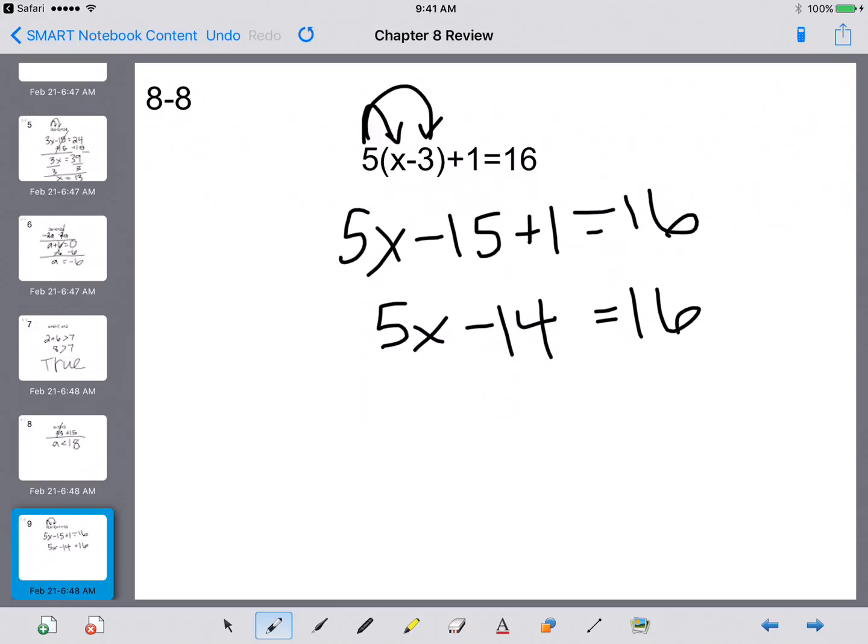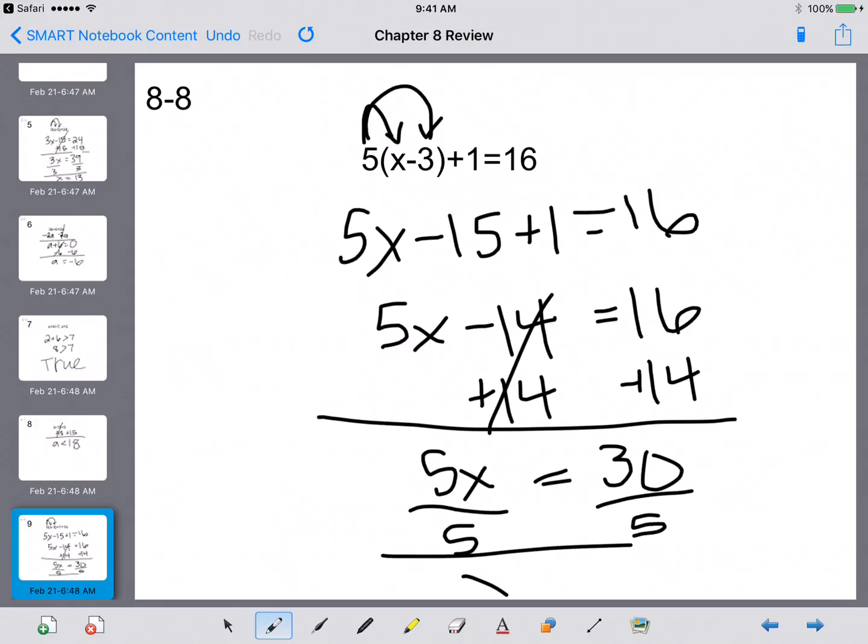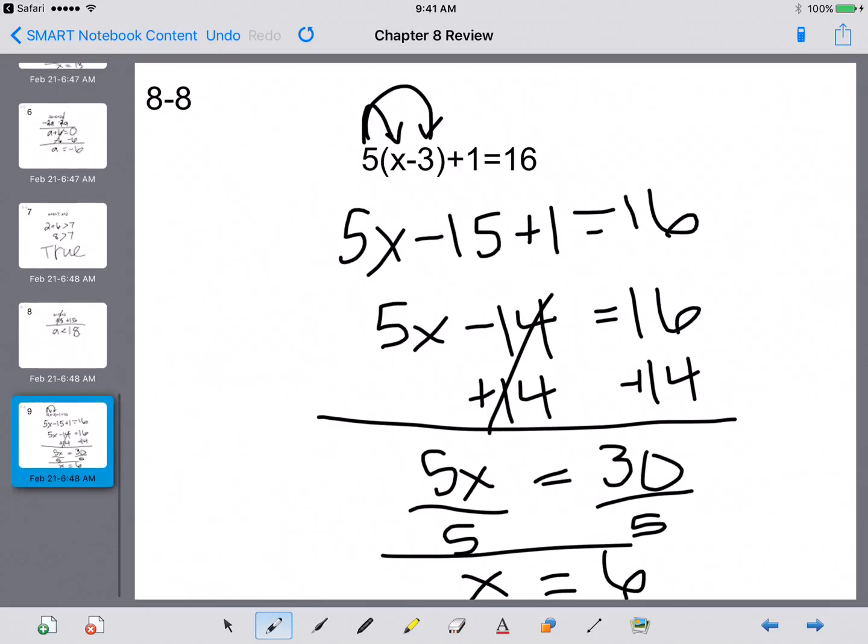Now I need to get rid of my constant, which is negative 14. I do the opposite, so I add 14. What you do to one side, you do to the other. So we end up with 5x equals 30. And finally, you divide by the coefficient. What you do to one side, you do to the other, and you get x equals 6. So you can go ahead and do that.